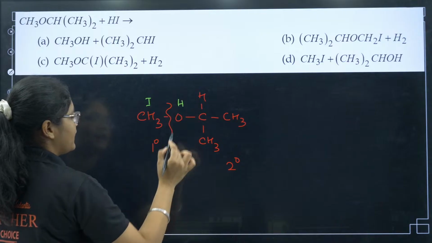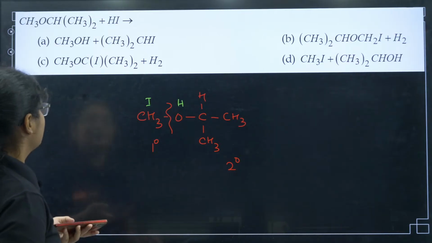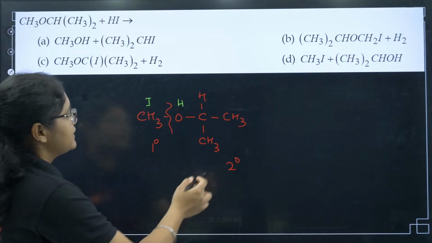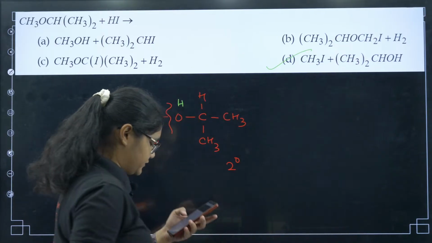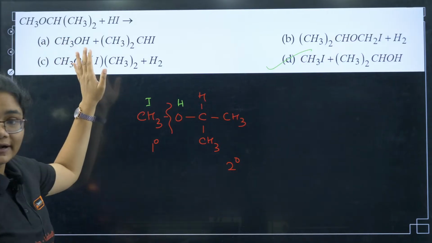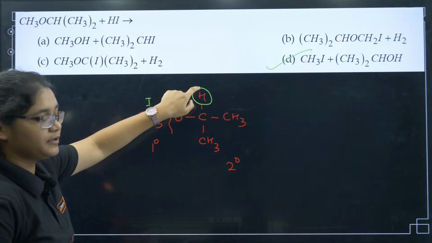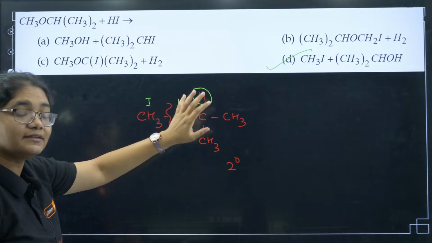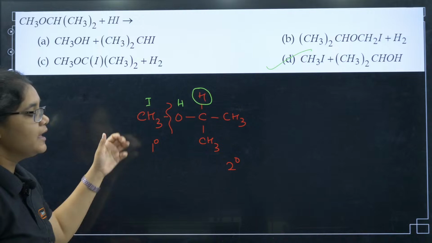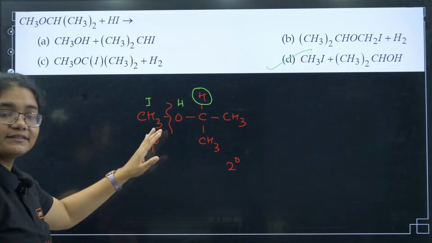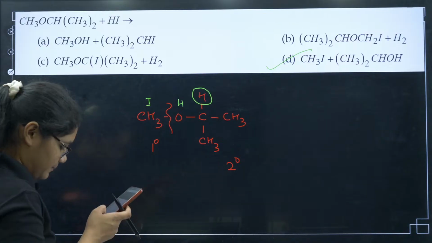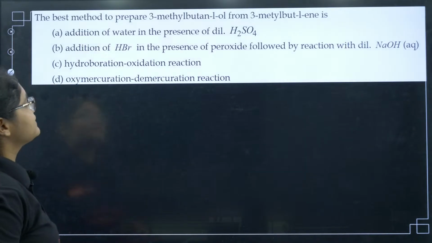I will come here and H will come here. So I will get CH3I plus CH3CHOH. Yes, again D is the correct answer. A is not the correct answer. If this group would also have been CH3, then it is a tertiary group. Then I will attack here and CH3OH will form, right? But this is a secondary group, and whenever it is primary, secondary or anything else, you have to take it as SN2 mechanism.